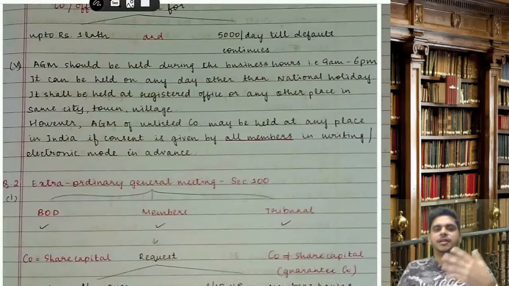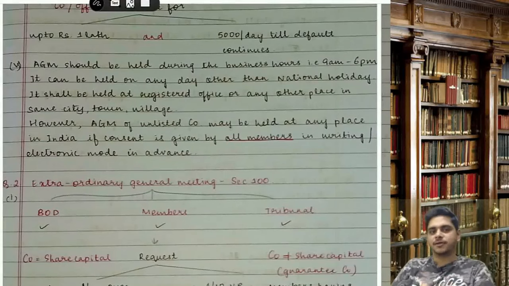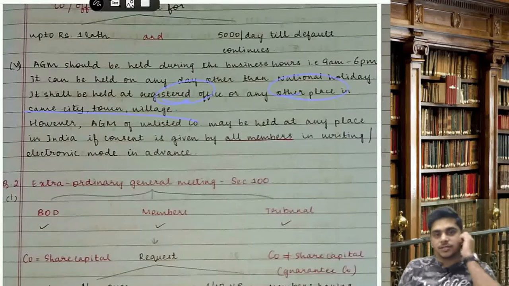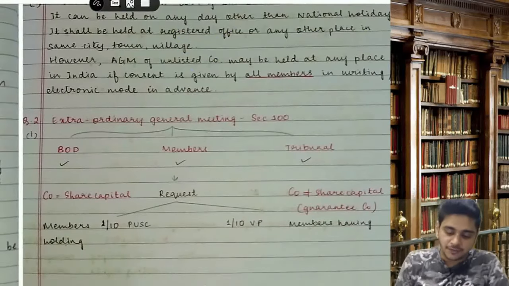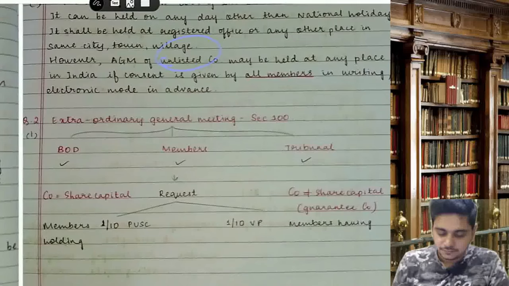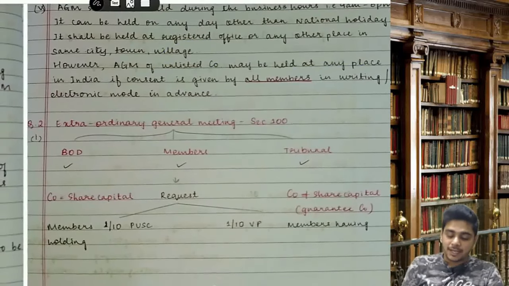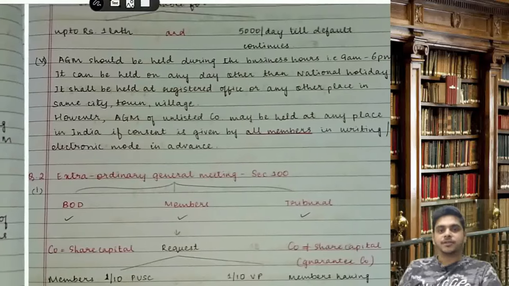What is a national holiday? A national holiday means a holiday which has been declared as a national holiday by the central government. Now it can be held either at the registered office or any other place in the same city, town, village. However, the AGM of an unlisted company may be held at any place in India if the consent is given by all the members in writing or electronic mode in advance.